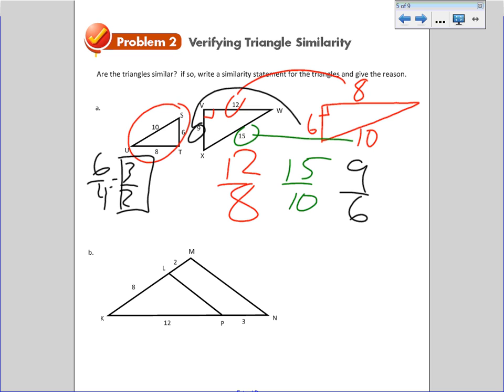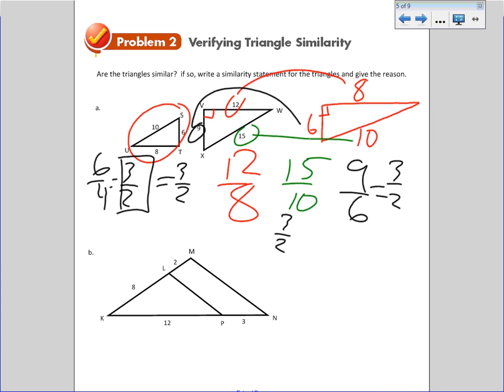Let's take the 15 tenths. Let's divide by 5, both top and bottom. I get 3 over 2. Now I'm hoping I get 3 over 2 over here in the 9 and 6, because that means they're all proportional, which means we have similar triangles. Divide by 3, I get 3. Divide by 3 down here, I get 2. We get 3 halves for all of them. We can now state, because we have side, side, side, that are all proportionate, that these are truly similar triangles.